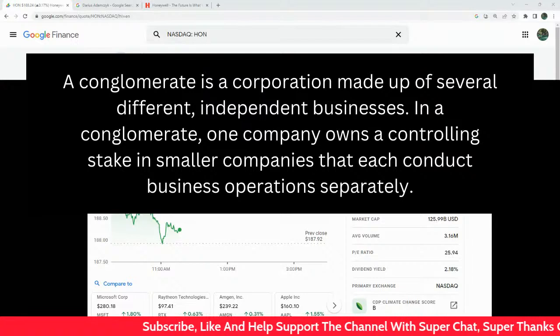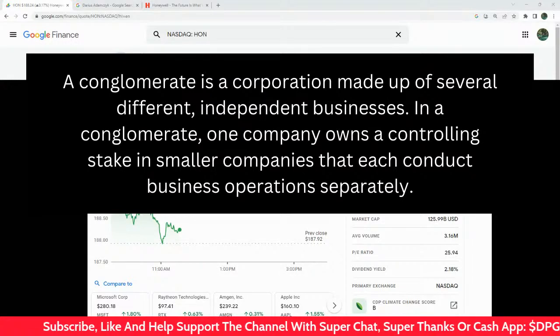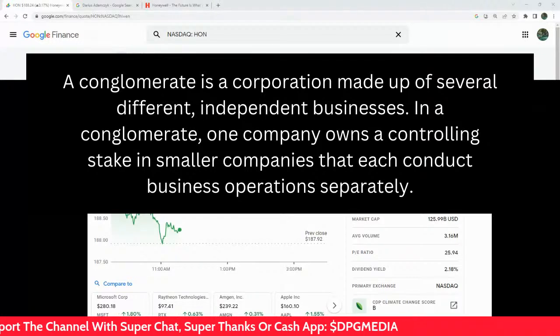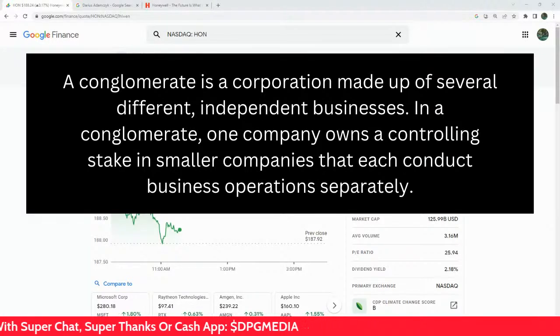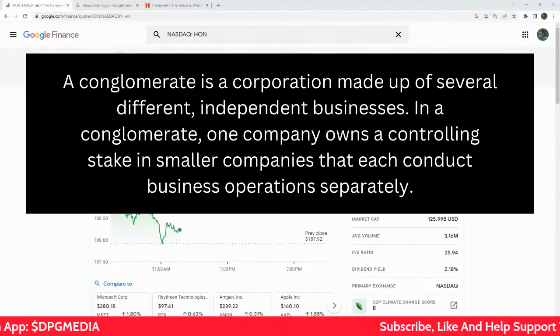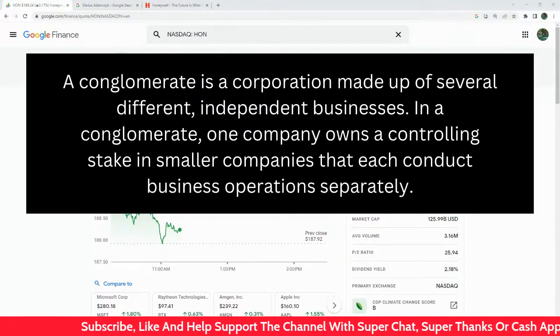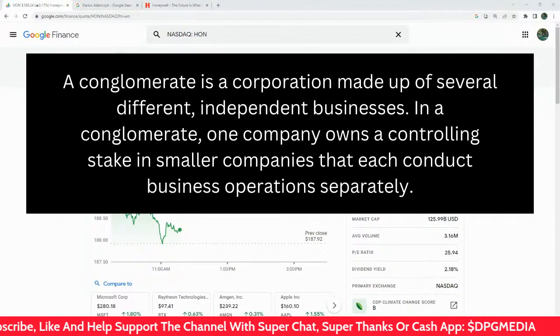So before I get into the stock of the day, I want to give you a couple of business or investing definitions that a lot of people might not know what it means. And so I'm going to go over about 4 quick definitions for you. And the first one is conglomerate. So you may hear me say this word from time to time, conglomerate.